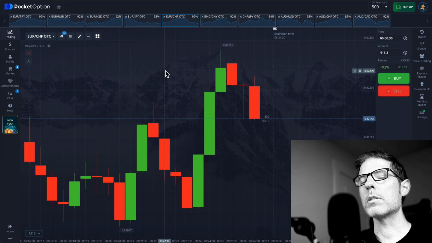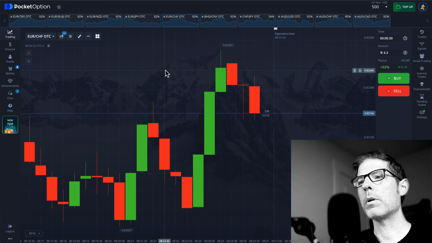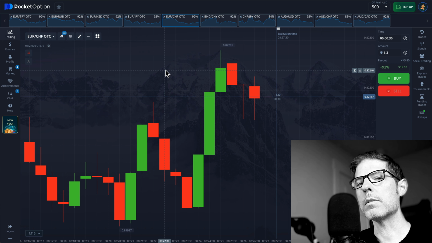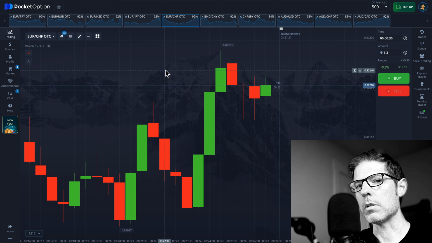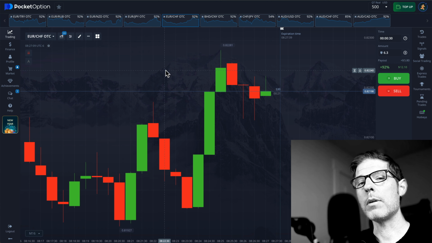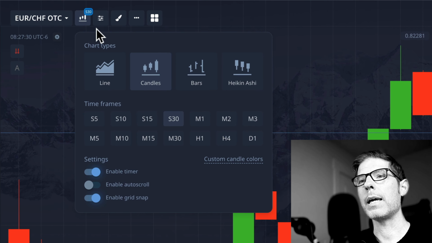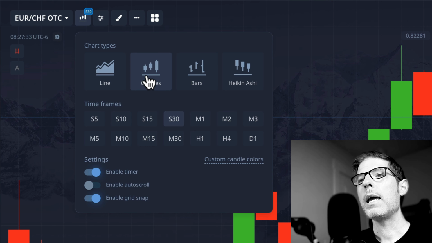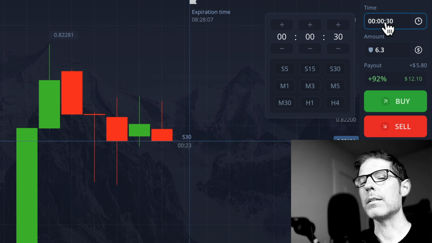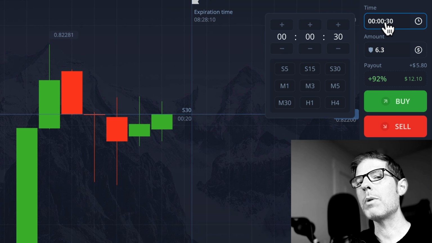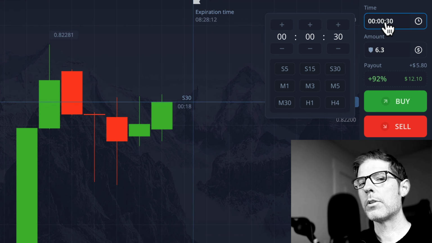And so what this is going to be is where you are looking for 3 candles, large in the bodies, and they must be the same color. And then you're going to take a trade in the opposite direction as soon as that 3rd candle closes. Simple as that. All you have to do is make sure you have the regular candles selected right up here. And we're going to be using a 30-second time frame with a 30-second expiry. So that's all you have to remember for this strategy.